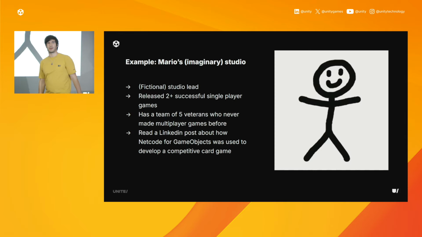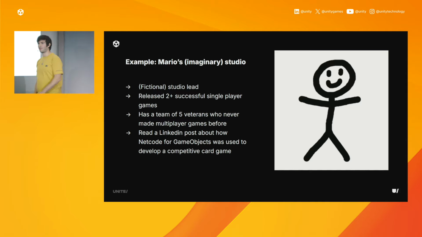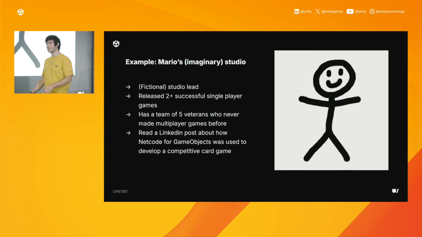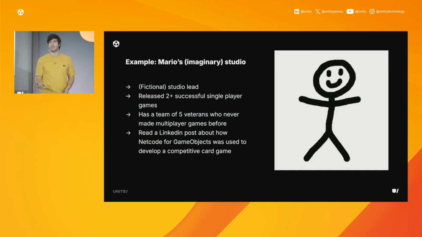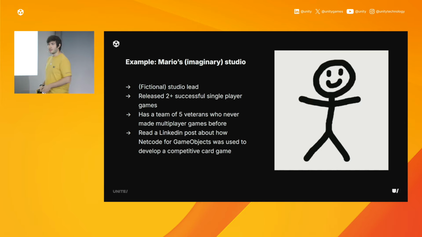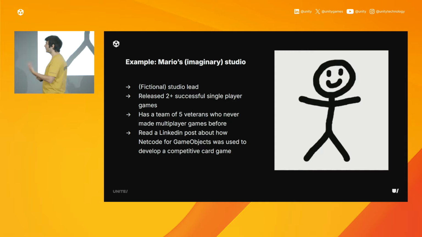Let's make a practical example. So this is Mario. Mario is an imaginary studio lead at a fictional studio that does not exist. And they released a couple of successful single-player games with this team of veterans. Okay, they know how to make single-player games. They have no idea how to make multiplayer games. But they want to make one. And they don't know how to get started. So they started educating themselves.